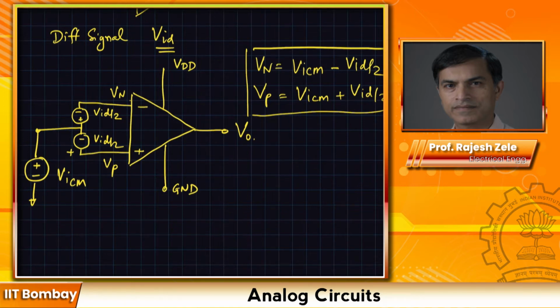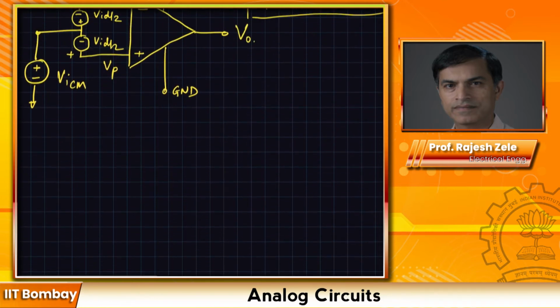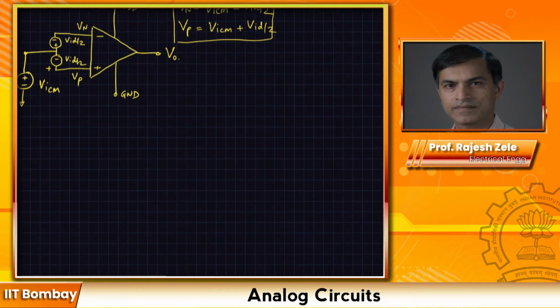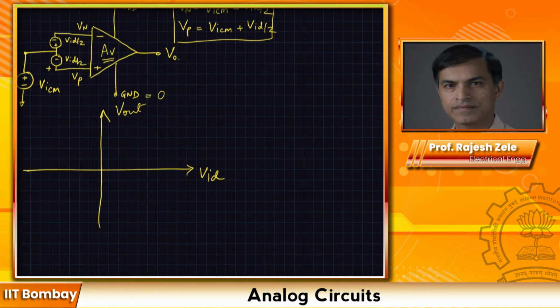So if we plot these characteristics, how is it going to look? Let's first plot the characteristics of the amplifier, and we know that the amplifier has a very large gain AV. Let's do a simple plot first, where I'm just plotting VID, and this is my V output first. The output voltage will lie between VDD and ground. Ground here we are saying is equal to 0 volts.